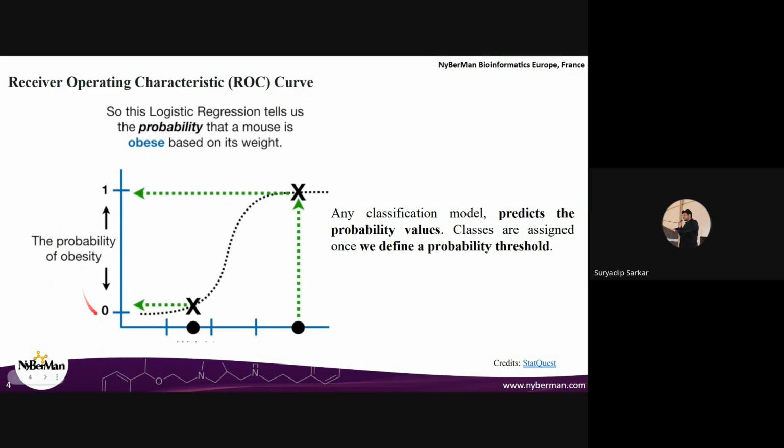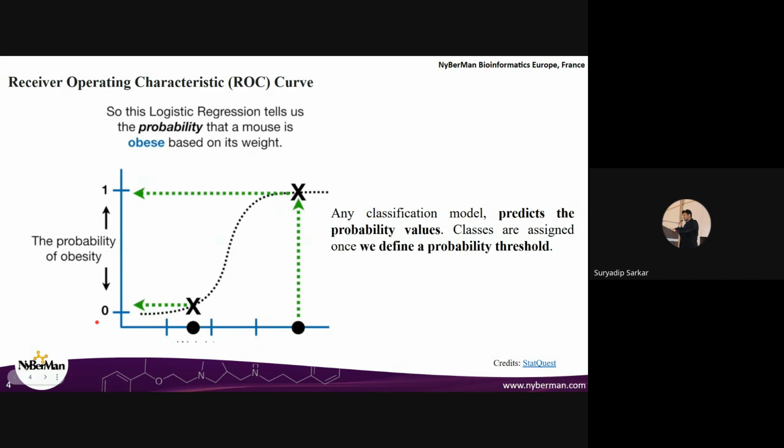They are predicting the probability. Very important to note here. They are not predicting whether the mouse is obese or not obese. They are predicting the probability of being obese, which is 0.1 in this case and 0.9 in this case. Classes are assigned once we define a probability threshold. It is us as users who define that I will keep a threshold of 0.5, and that anything above 0.5 will be classified as obese and anything below 0.5 will be classified as not obese. That is where the classification is happening.